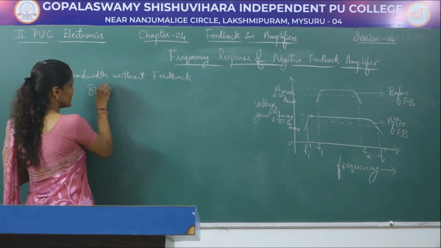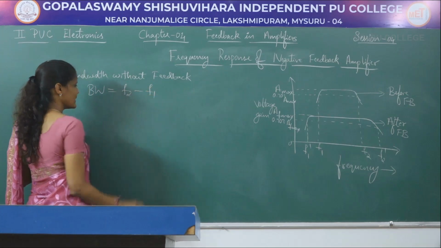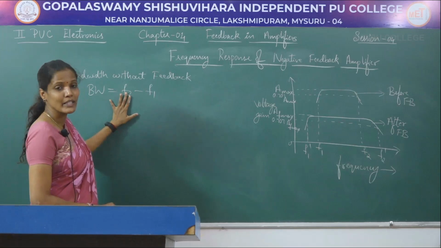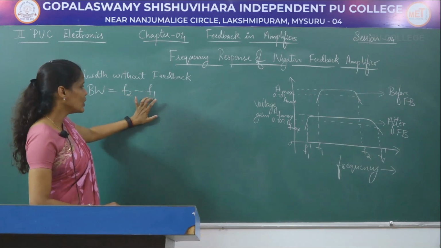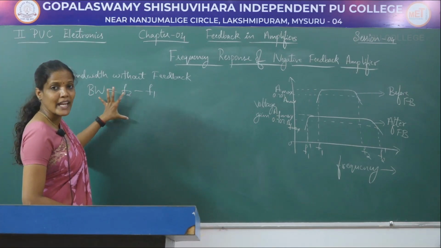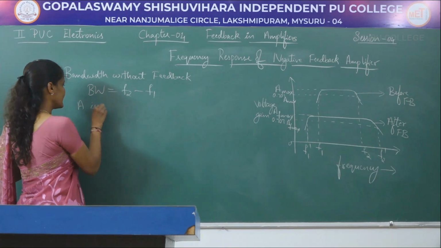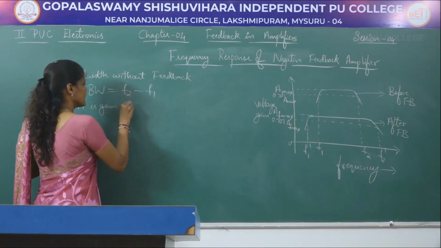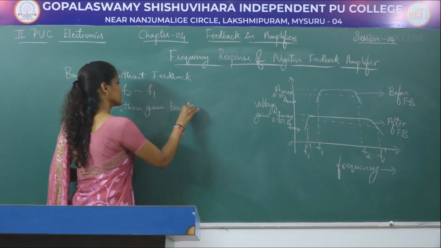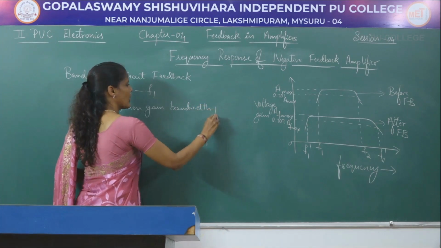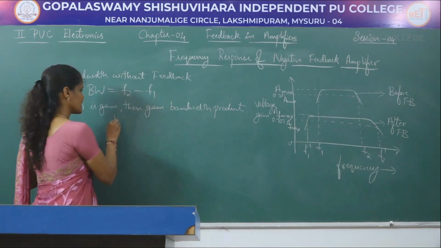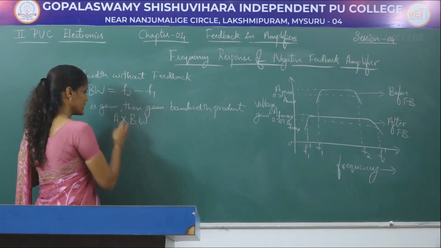is denoted by BW, which is equal to F2 minus F1, where F1 is the lower cutoff frequency, also called the lower 3 dB frequency, and F2 is the upper cutoff frequency, called the upper 3 dB frequency. And if A is the gain, then the gain bandwidth product of a circuit without the feedback connection is A into bandwidth.